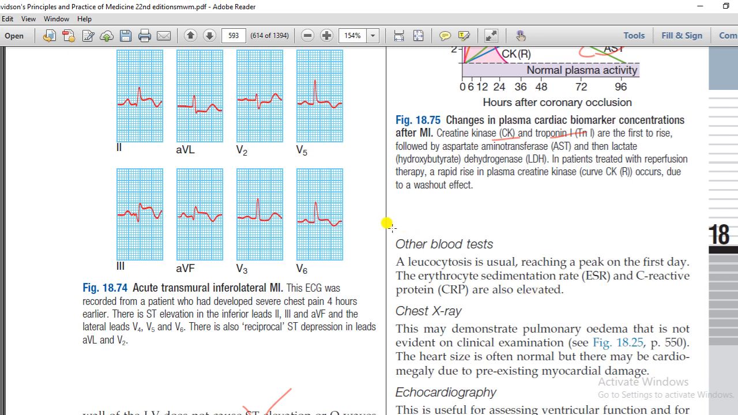Okay, there might be other blood tests as well. Other blood tests could be performed. What are the other tests? Leukocytosis usually reaches a peak on the first day.